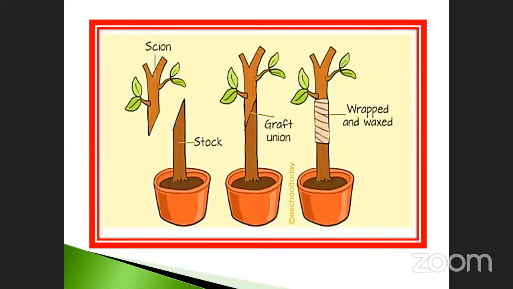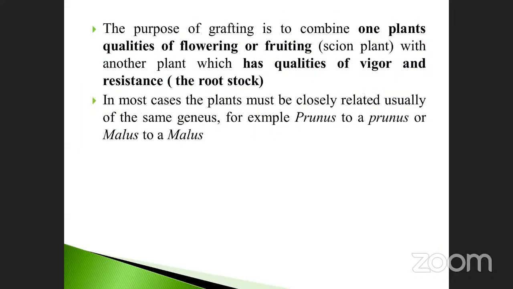What is the next one? The purpose of grafting. What is the main purpose of this grafting? It is to combine the flowering or fruiting quality of the scion plant with another plant which has vigor and resistance. This is also another thing. One plant has resistance power and another one does not have the resistance power. Both are grafted together.